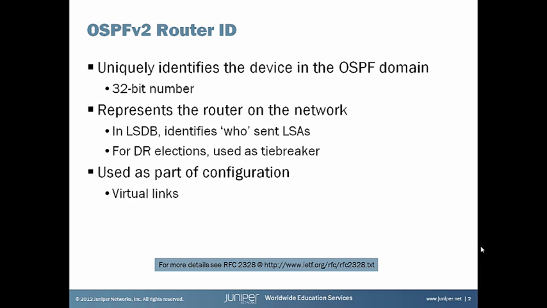Some examples here. When doing link state database exchanges, the router ID represents who sent each link state advertisement. If you look in the database of a given OSPF router, you're going to see a variety of link state advertisements that came from a variety of sources, and the router ID will help to identify who sent each LSA. It's also used in some cases for designated router elections.